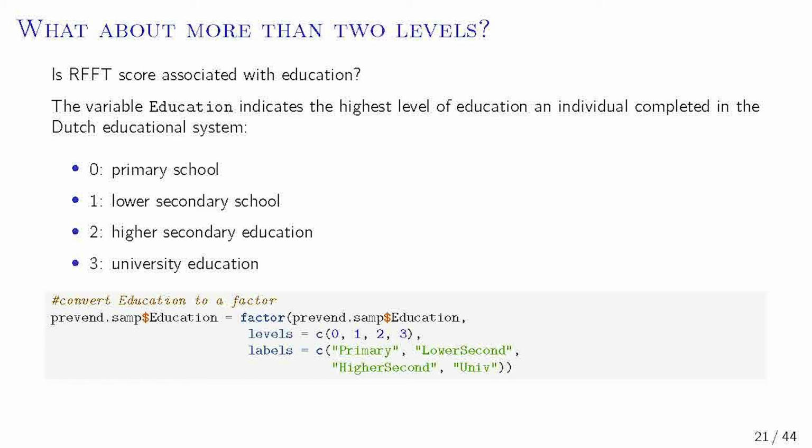Well, presumably education would have something to do with the score of cognitive ability. So let's add a variable. And let's see, there's already a variable in this particular data set. They code it as 0 primary school, 1 lower secondary school, 2 higher secondary education, 3 university education.